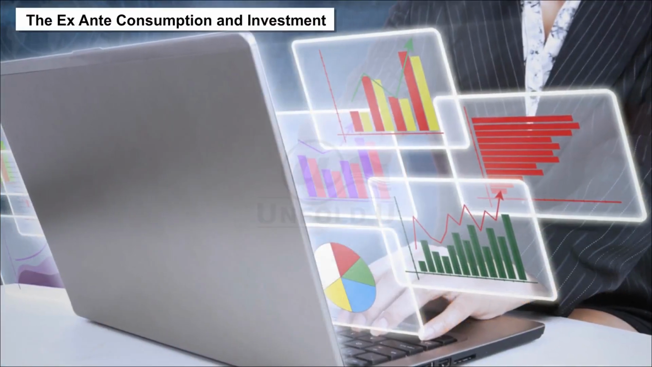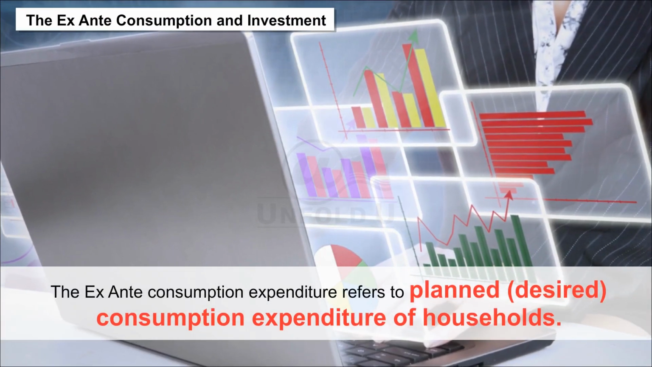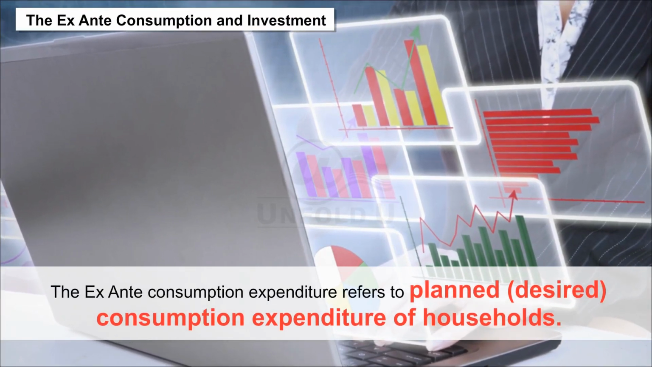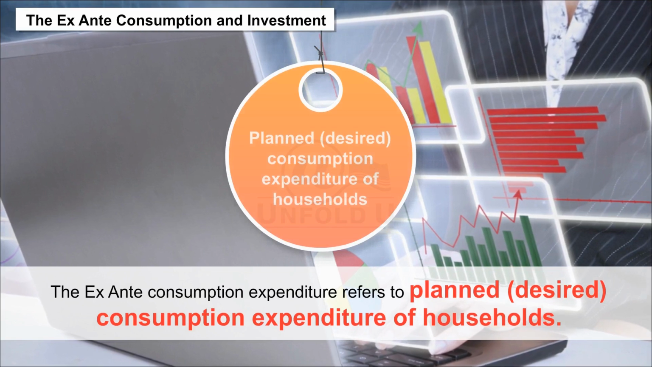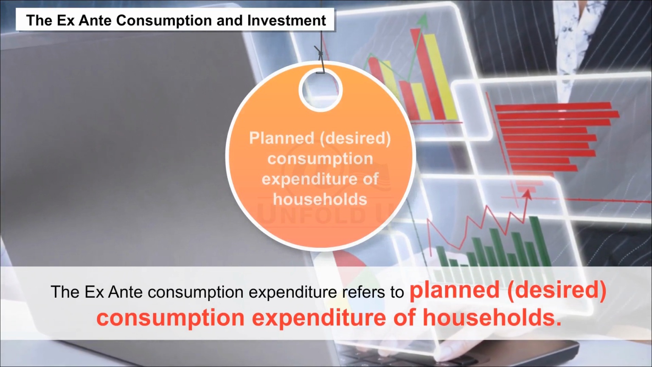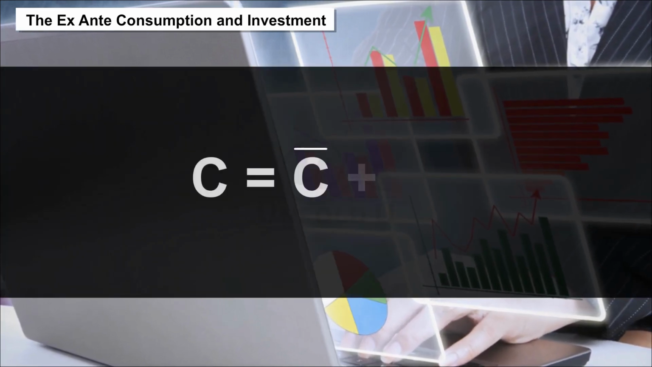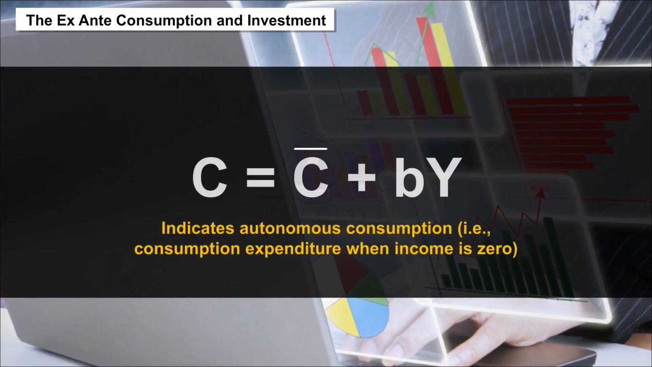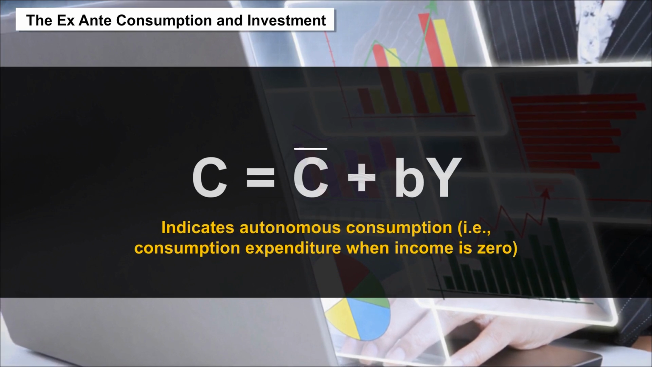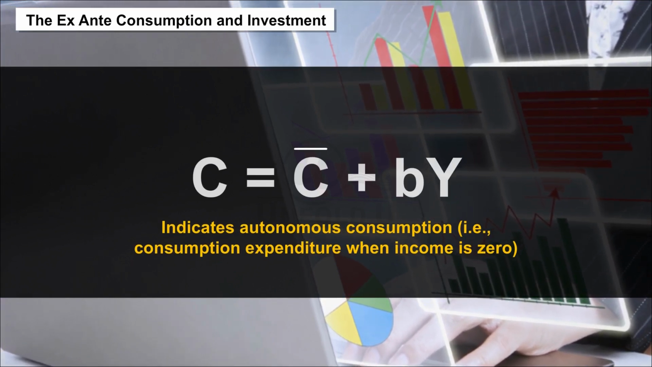The ex ante consumption and investment. The ex ante consumption expenditure refers to planned or desired consumption expenditure of households. The consumption function is represented by C = C̄ + bY, where C̄ indicates autonomous consumption, that is consumption expenditure when income is zero.